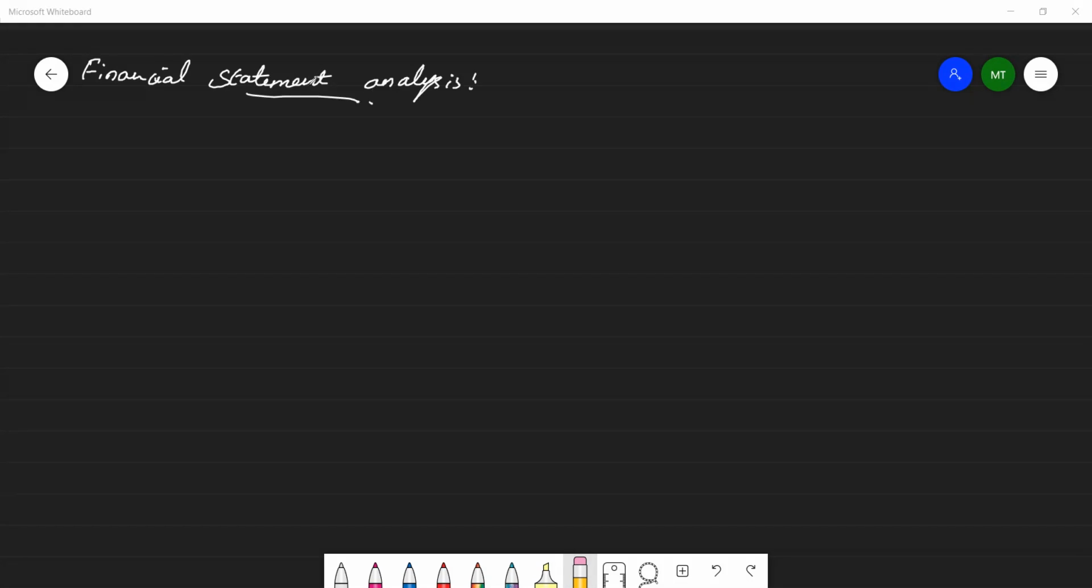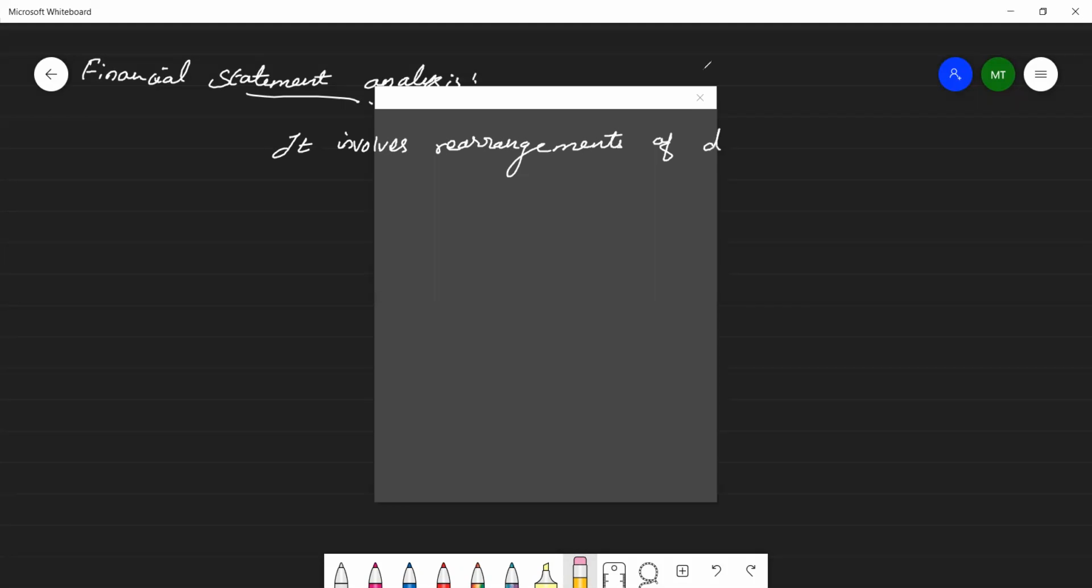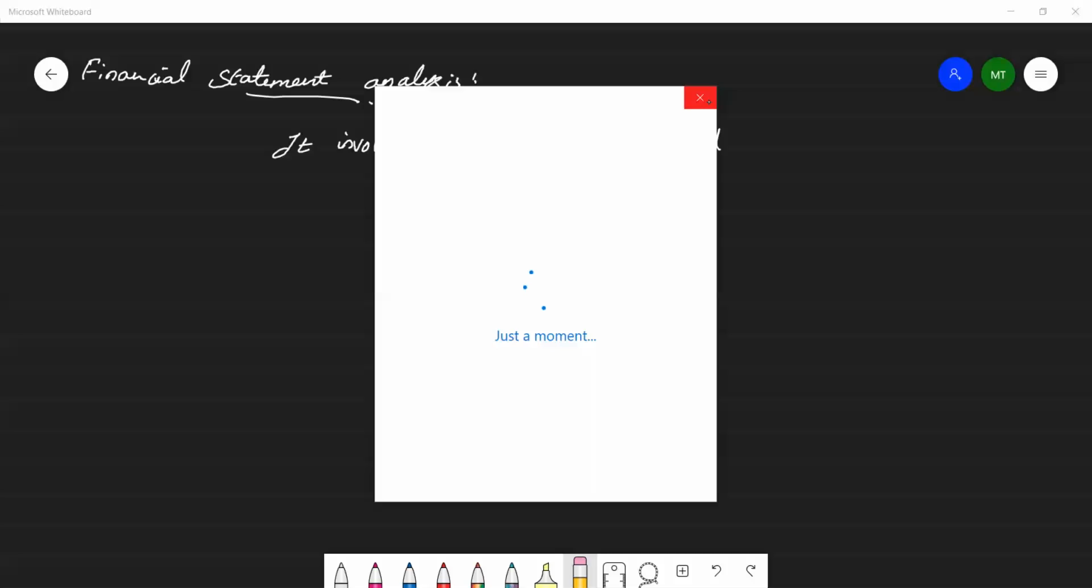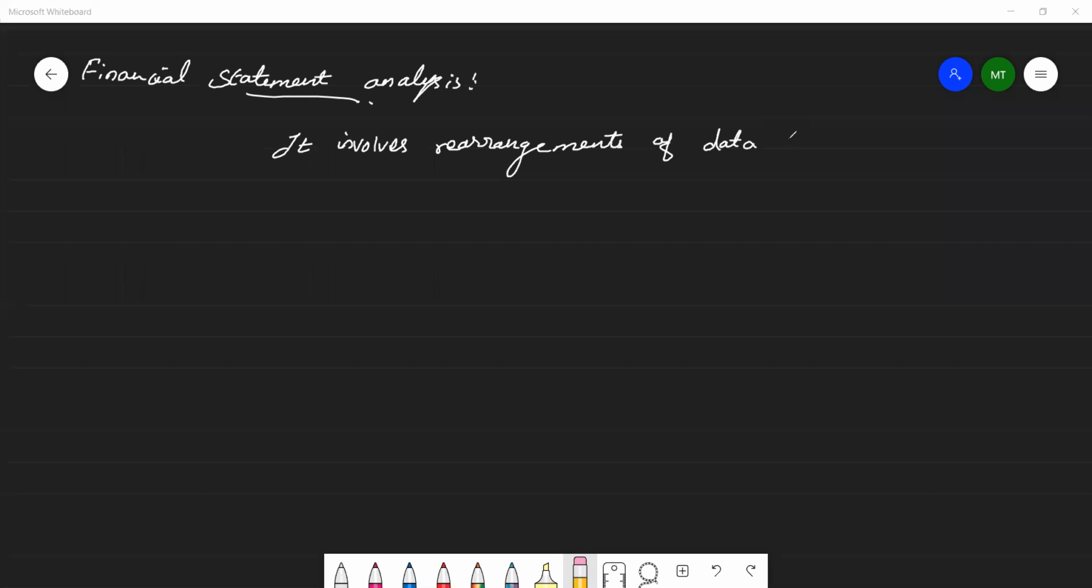Financial statement analysis is establishing and evaluating the relationship among them, so that it gives a better understanding of the performance and financial status of the business concern. It involves the rearrangement of data in accordance with the purpose of analysis.